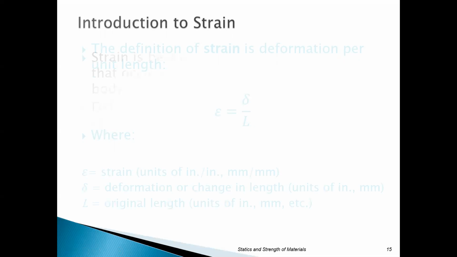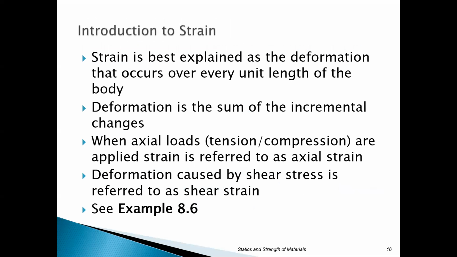Usually we think of it as being unitless, but I'm going to show you that you can have it in different values. So strain is best explained as the deformation that occurs over every unit length of the body. In other words, there's an incremental little piece of change going on, either an elongating or a shortening, but the deformation is just the sum of those incremental changes. So when an axial load, such as tension or compression, is applied, strain is referred to as an axial strain. And when a deformation is caused by a shear stress, that's called a shear strain. A lot of times we don't make the distinction, but just understand that sometimes we're talking about an axial strain if it's related to an axial stress, or a shear strain if it's related to a shear stress.